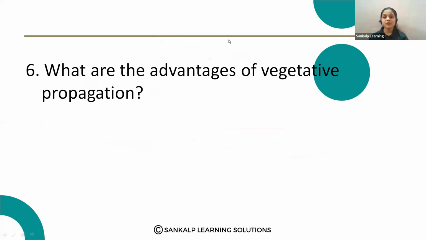What are the advantages of vegetative propagation? This is a very important question. Advantages of vegetative propagation. Note down this question. What are the advantages of vegetative propagation? Note down the question.